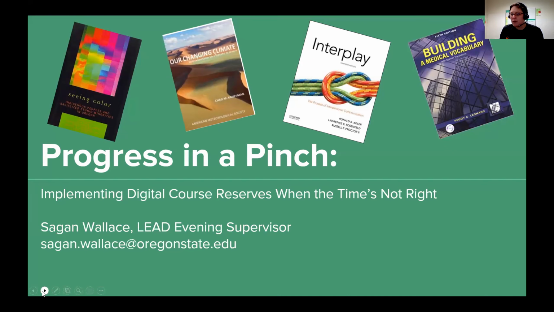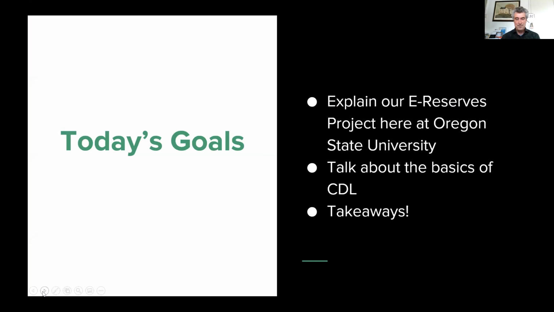Anytime my screen would like to go forward would be lovely. There we go. Okay, so my goals today: I just want to give you a very quick rundown about our eReserves project here at Oregon State. That'll also include the basics of CDL, which is an acronym I will explain shortly. And then I'll give you some takeaways, both hopefully tangible ones you can use, and also what I like to call a trauma-informed librarianship lens to project implementation.